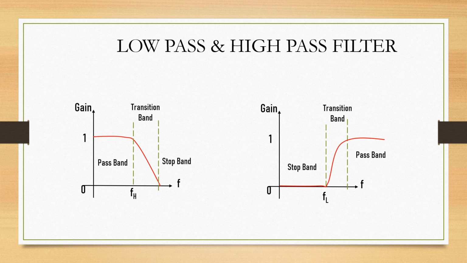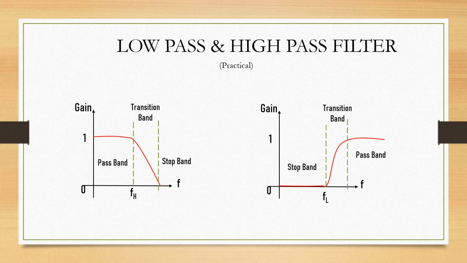And the counterpart of it, the high pass filter. From frequency 0 to FL, the gain is equal to 0. All signals are blocked and only the higher frequency signals are allowed to pass. So this is about the low pass and high pass. To highlight: for a low pass filter, all lower frequency signals are allowed, and for a high pass filter, all higher frequency signals are allowed. The other frequencies are blocked.